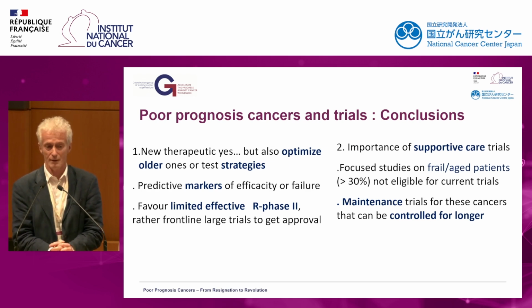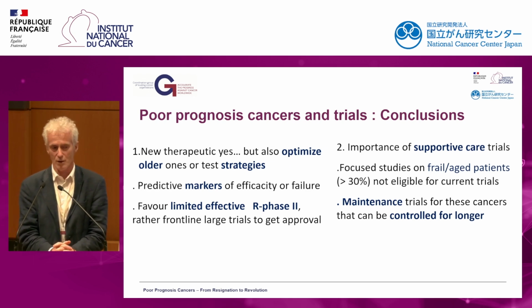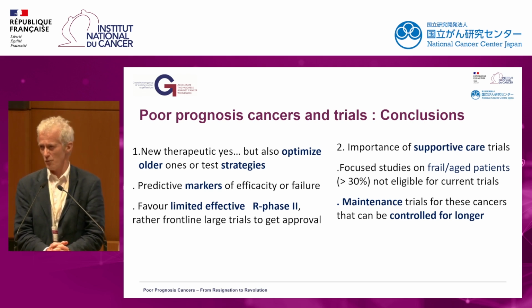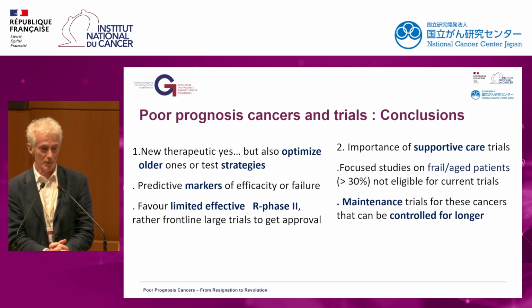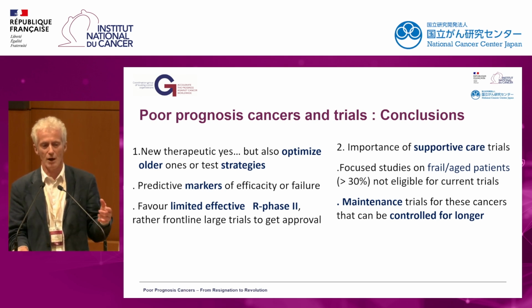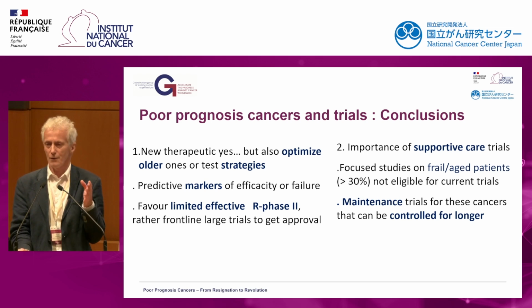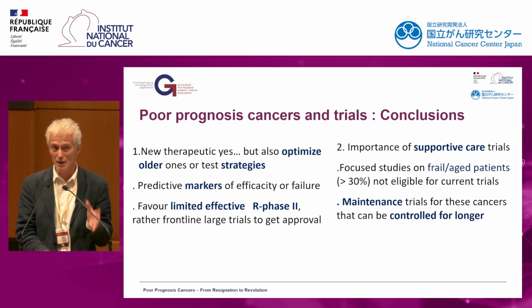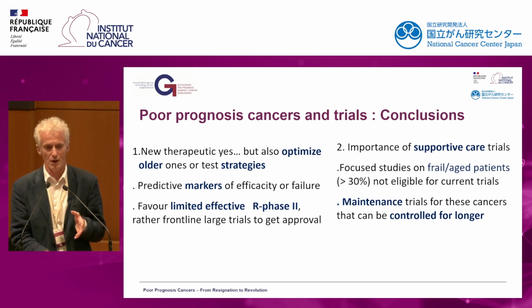New therapeutics, yes, but also optimize older ones and test new strategies. Predictive markers of efficacy and failure are very important to determine. Favor limited, effective, randomized phase 2 trials before embarking on a large trial to get approval. The importance of supportive care, I insist again. Studies focused on frail and aged patients are really necessary now for poor prognosis cancer, and maintenance trials for cancers that can be controlled longer. We have to think about that.